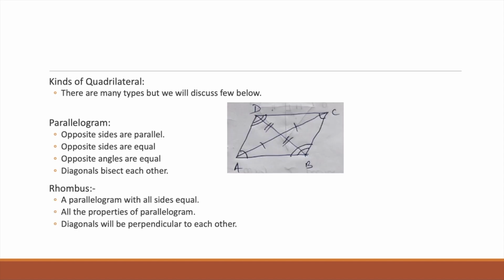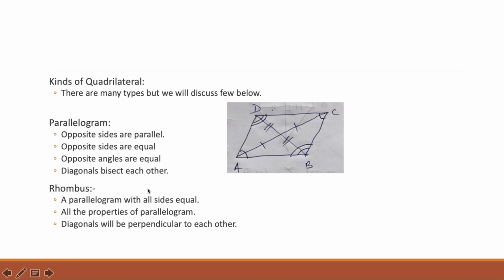So this is a parallelogram. It is saying opposite sides are parallel, that is true. Opposite sides are equal, this equal to this. Opposite angles are equal, this angle equal to this angle. Diagonals bisect each other, so these diagonals bisect, that's why this part equal to this part, this part equal to this part.